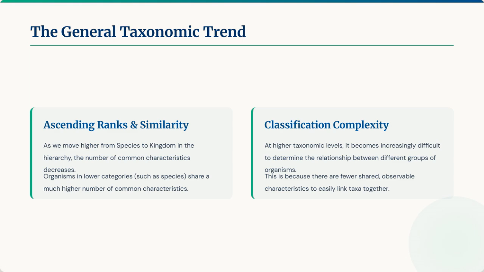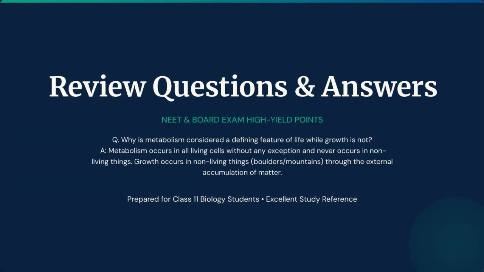Now, let's go over some review questions and answers that highlight high-yield points for NEET and board exams. One important question is, why is metabolism considered a defining feature of life, whereas growth is not? The key reason is that metabolism takes place in every living cell without exception, and it does not happen in non-living things. On the other hand, growth can occur in non-living things, such as boulders or mountains, through the external accumulation of matter. This distinction makes metabolism a fundamental characteristic that defines life.